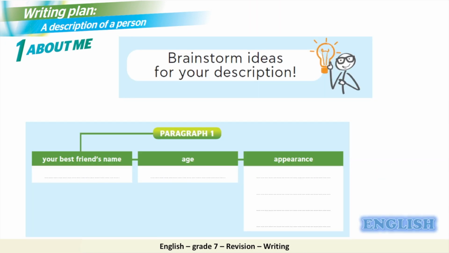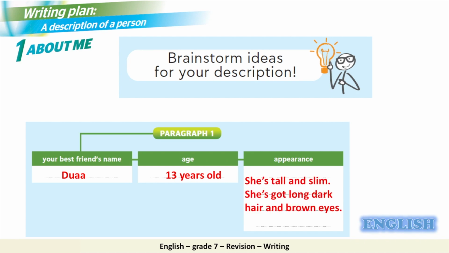Do you remember how to complete the writing plan for paragraph 1? That's right. My best friend's name is, for example, Dua. She is 13 years old. What does she look like? Dua is tall and slim. She's got long dark hair and brown eyes.